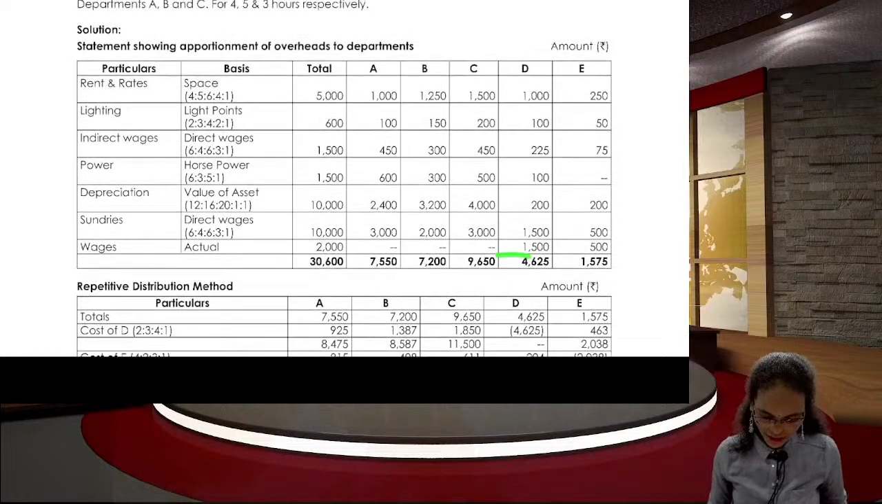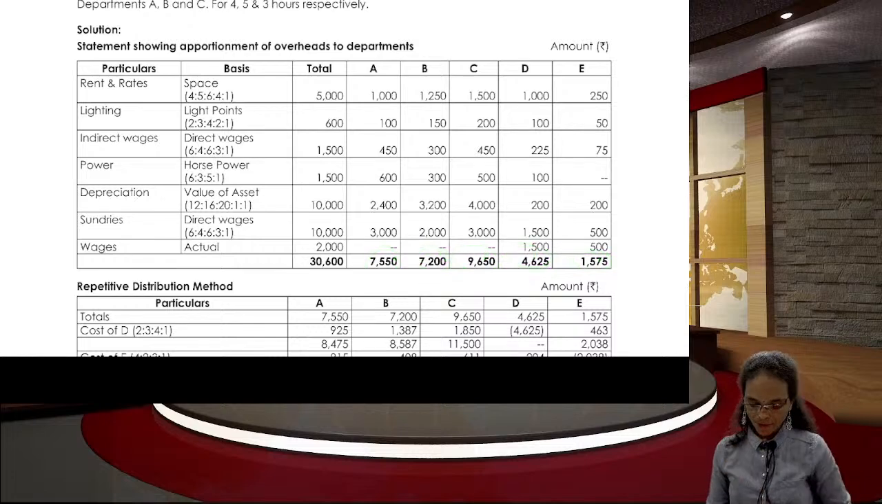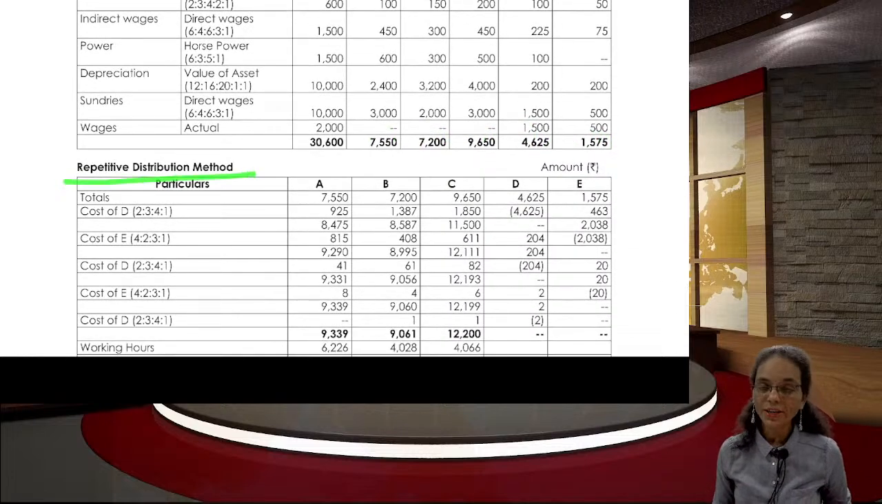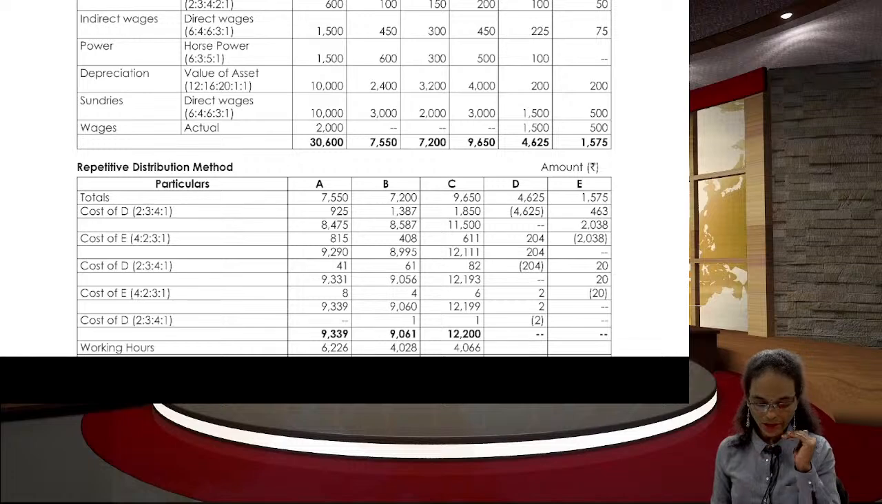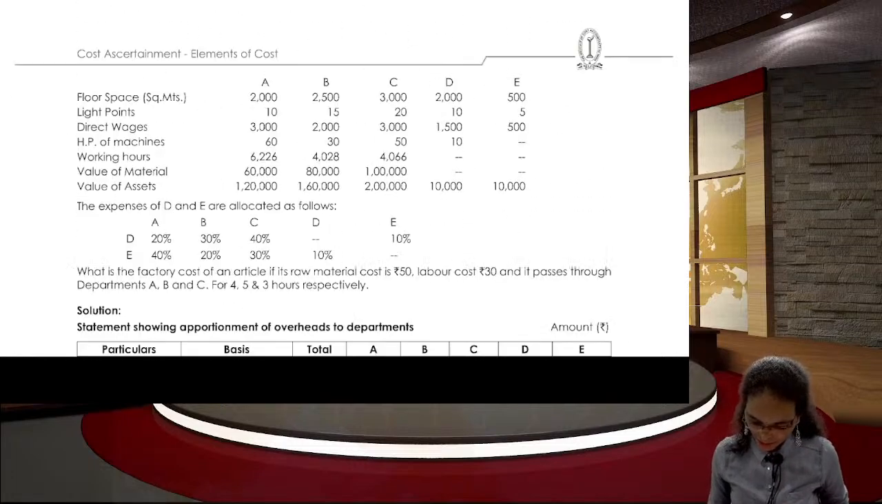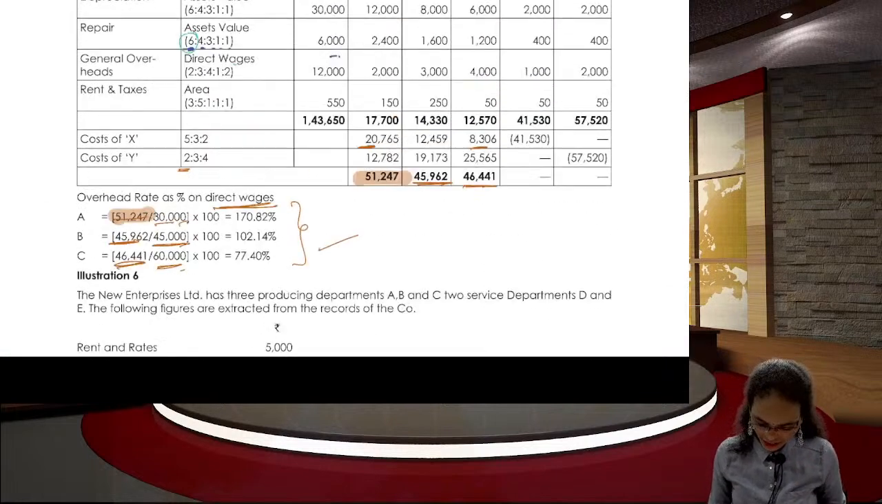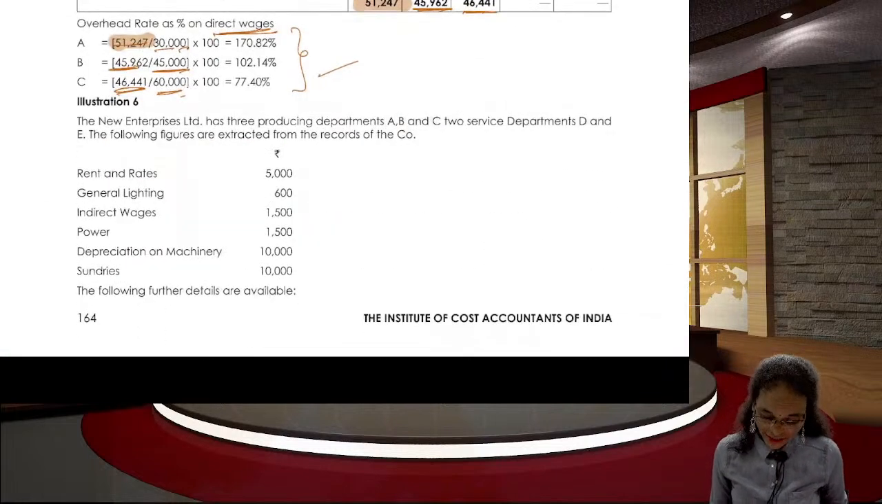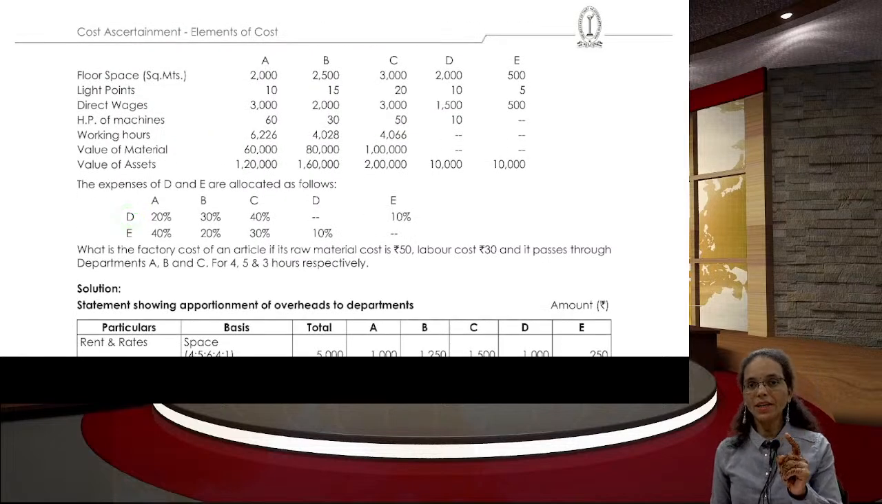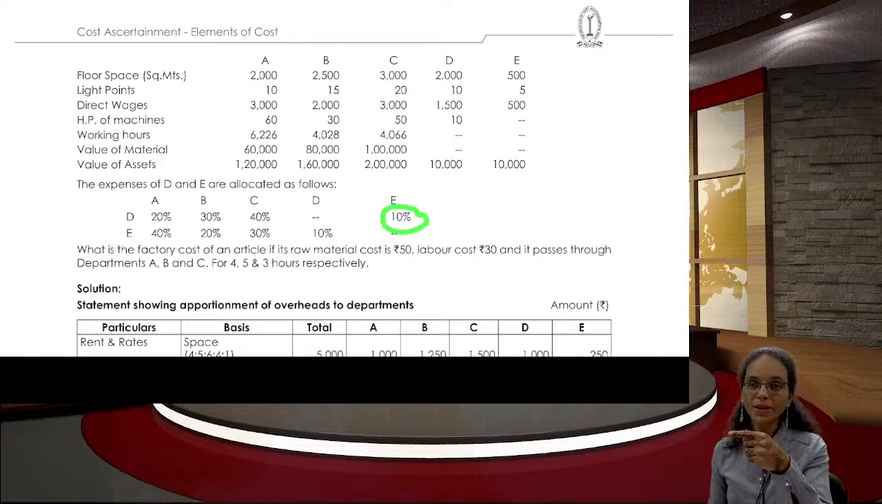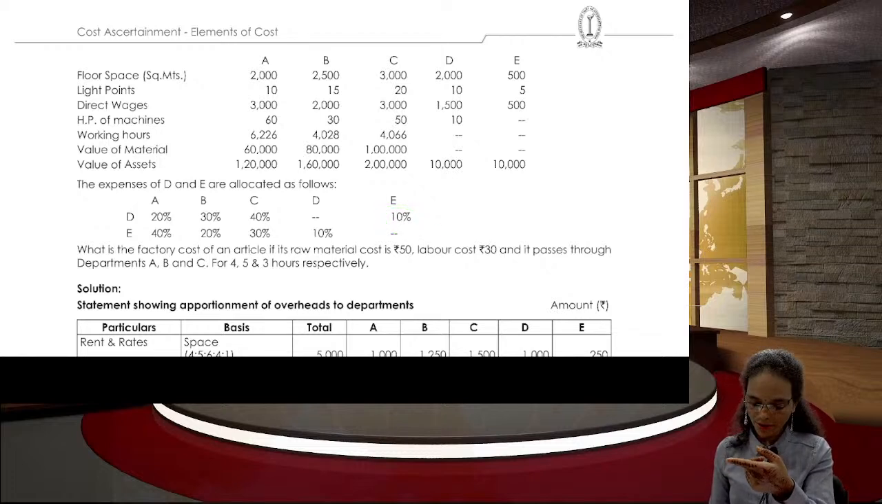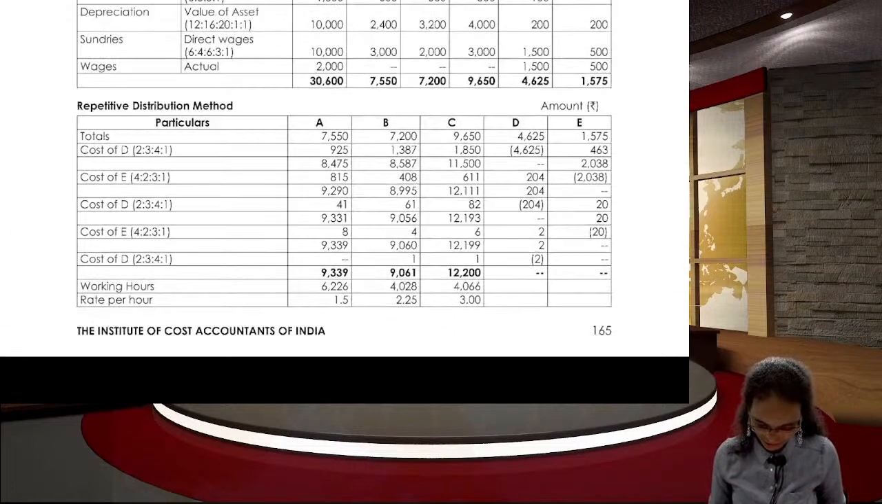Next, you have distributed; this is the cost for each department. Once it is done, then go for the repeated distribution method. I'll give you one piece of information here. See here, service department D is giving service to production departments. At the same time, it is giving service to the other service department E also. So that is the reason we are going for the repeated distribution method.